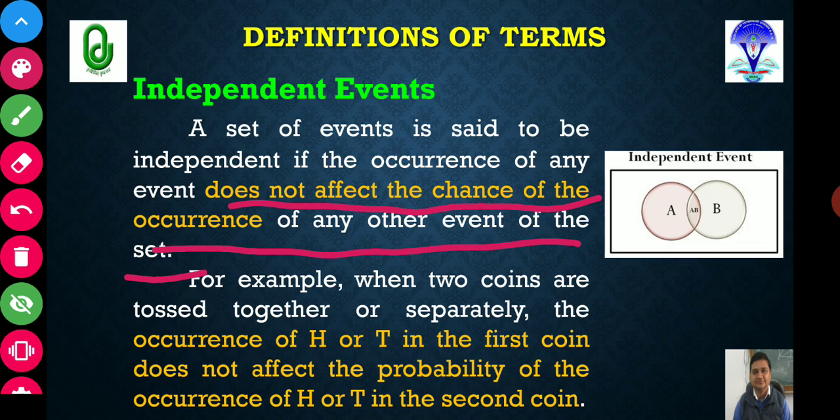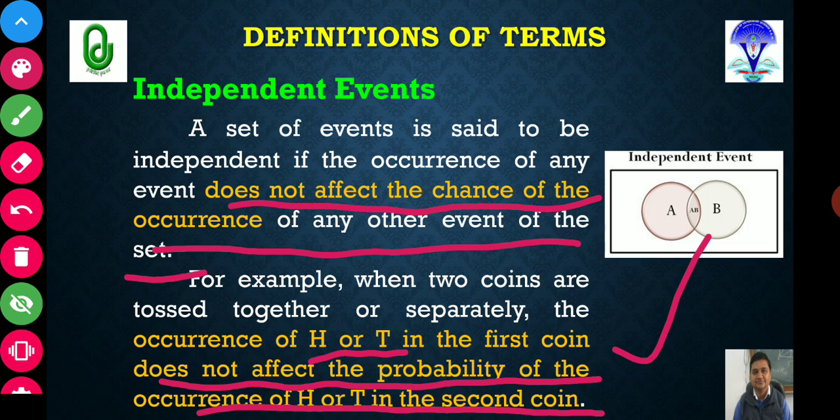With an example it will be more clear. Suppose, for example, two coins are tossed together. Previously we had seen one coin tossed: if there is head, there will not be any tail. But if 2 coins are tossed simultaneously, then the occurrence of head or tail in the first coin does not affect the probability of occurrence of head or tail in the second coin.